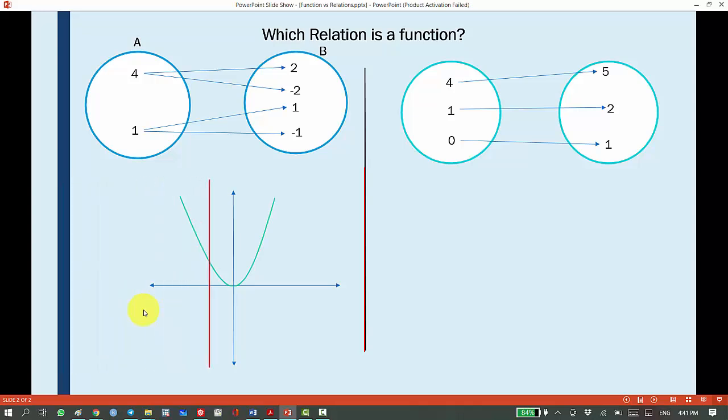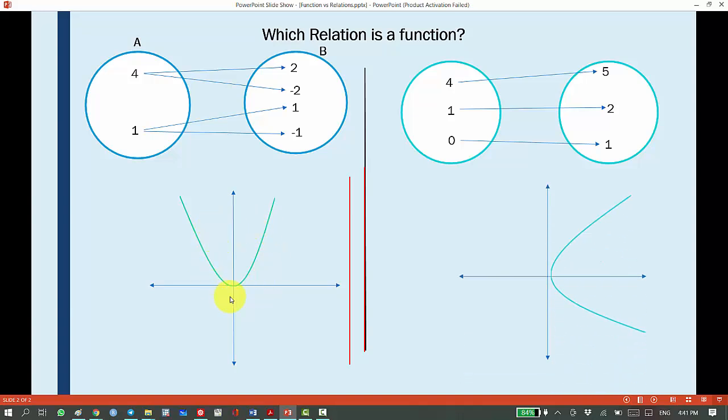Now, if you check, the line is moving from minus infinity to plus infinity, but nowhere do we have more than one intersection point between the line and the graph. Therefore, this relation is a function.